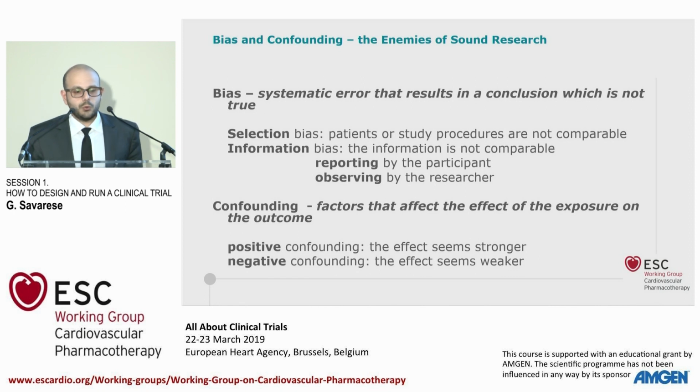So how do we define bias? Bias is a systematic error that results in a conclusion which is not true. There are different types of biases. The most important are the selection bias, where patients or study procedures are not comparable. Tomorrow we will provide more examples regarding that. And information bias, where the information is not comparable due to the reporting by participant or due to the observing by the researcher. We define confounding as all the factors that affect the effect of the exposure on the outcome.